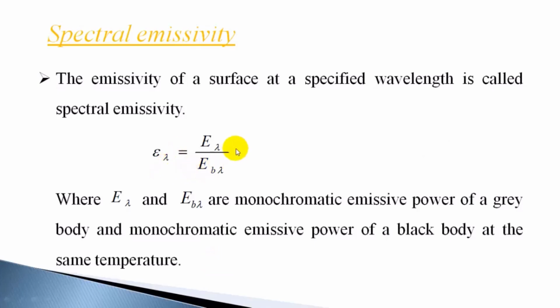So spectral emissivity is a ratio of the monochromatic emissive power of a real surface to the monochromatic emissive power of a black surface which are maintained at the same temperature. So that is important. Both the bodies should be at the same temperature. At a given temperature and wavelength, the monochromatic emissive power of a black surface is always maximum. So the spectral emissivity of a real surface is always less than 1.